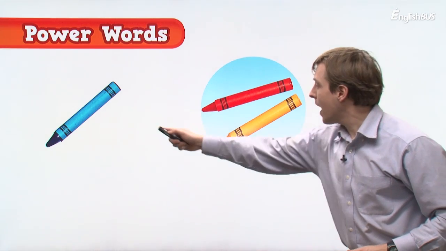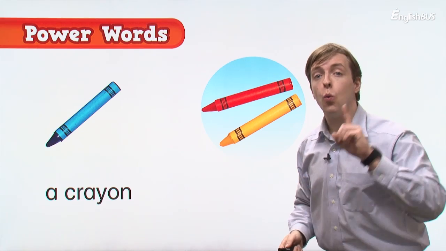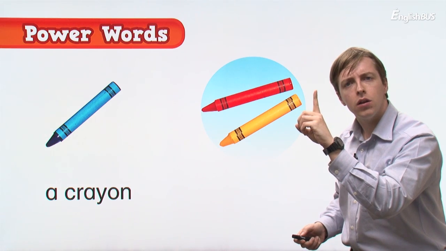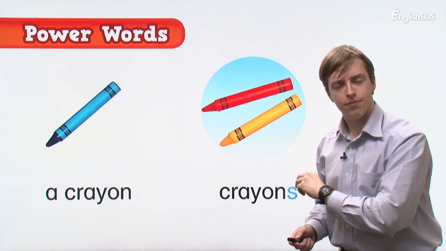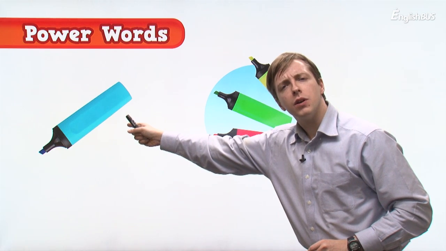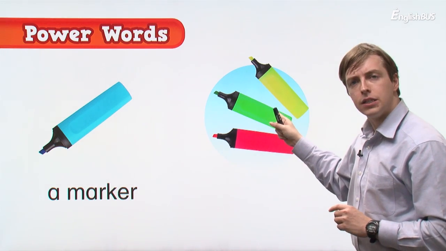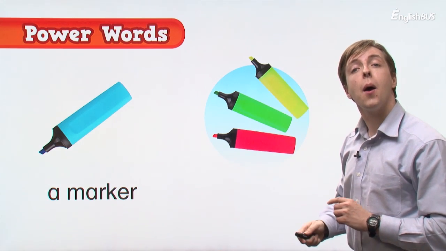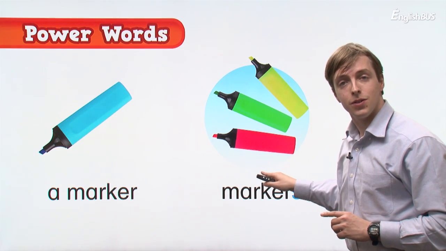So first, what is this here? That's right, it's a crayon, one crayon. But what do we have here? Is this one crayon? No, it's two crayons. Let's try something else. What is that there? What is this word? Yes, that is a marker. But here, are these a marker? No, this is 1, 2, 3 markers. Notice the difference. A marker, markers.